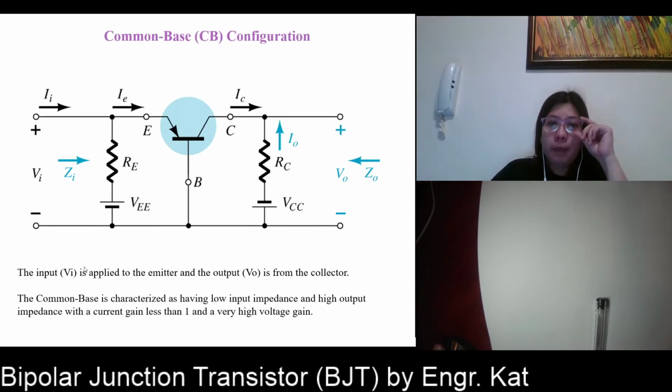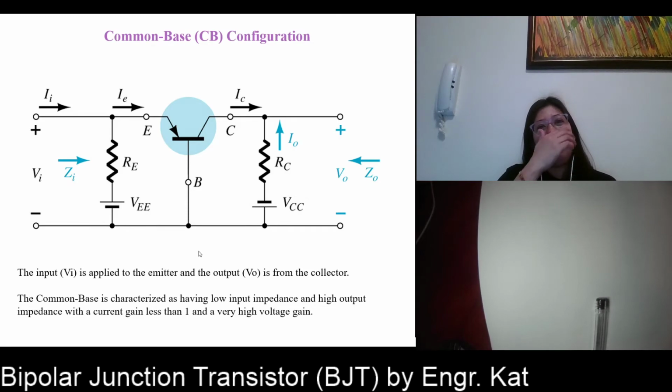So this is your common base configuration. The input is applied at the emitter while the output is taken at the collector. As you can see, base is common to both the input and the output. So the common base is characterized as having low input impedance. Why low input impedance? ZI for common base is only RE, unlike for common emitter, where it's beta RE. Okay, so it has high output impedance with a current gain less than 1 and a very high voltage gain.